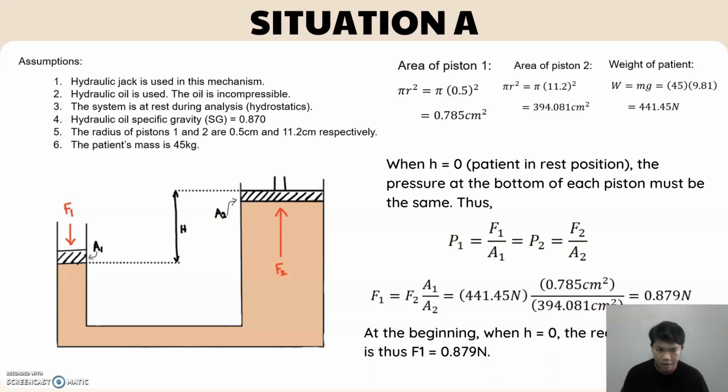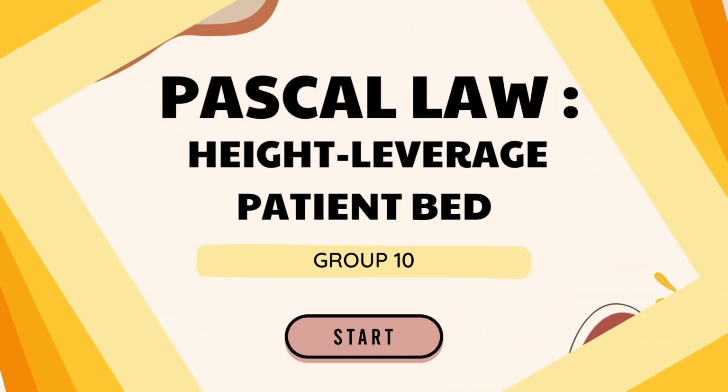P1 equals F1 over A1 equals P2 equals F2 over A2. From this equation, we just plug in the parameters, and we get 0.879 Newton. So, at the beginning, when H equals 0, the required force is F1 equals 0.879 Newton. So, we have solved the first problem.